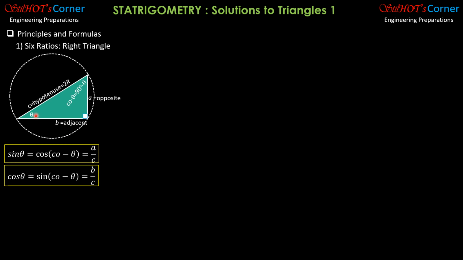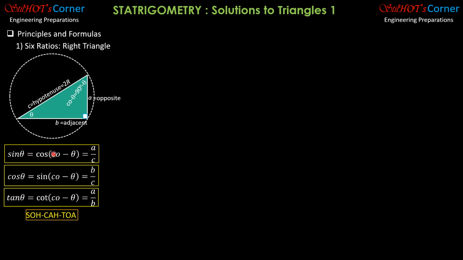Then tangent of theta is opposite over adjacent side. The tangent of theta is also the cotangent of the complement, so A over B. So tangent theta is opposite over adjacent, A over B, and it is also the cotangent of the complement of theta, which is adjacent over opposite, so A over B. So these three basic parts of the 6 ratios would be the guide for remembering SOHCAHTOA.